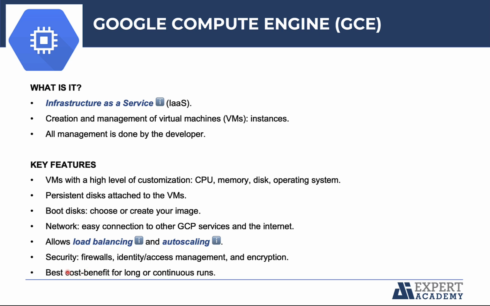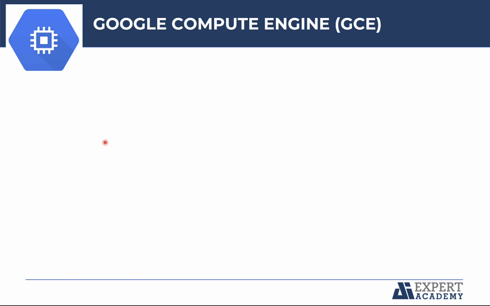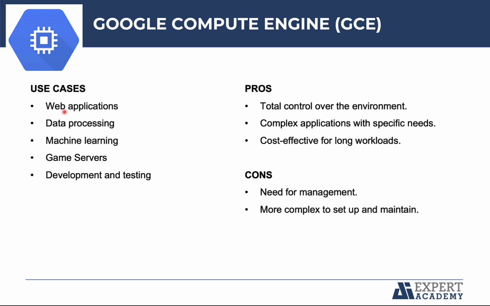Regarding cost, GCE charges for allocated resources, regardless of whether they are being used or not. This makes it the most cost-effective service for long or continuous runs. Now let's see the use cases as well as advantages and disadvantages. GCE is recommended for systems that require a high degree of customization. Here are some examples: web applications, data processing, machine learning, game servers, development, and testing.